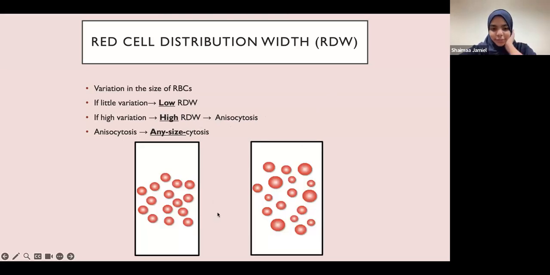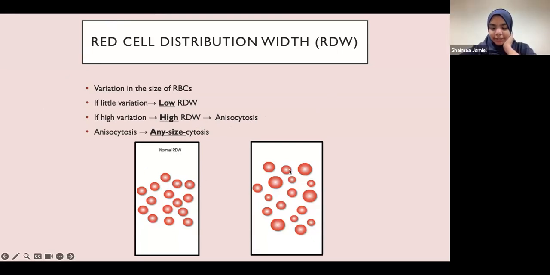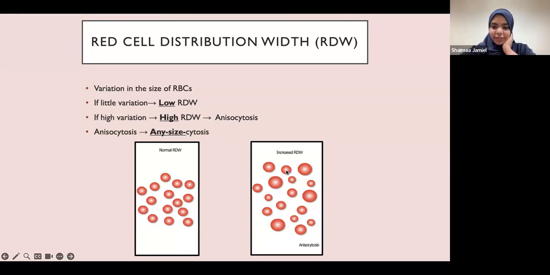So here we have two pictures. What kind of RDW is this, low or high? Low. Yes, it's low. Or normal. And this one? High. It's high. Or anisocytosis, okay? And why is this important?